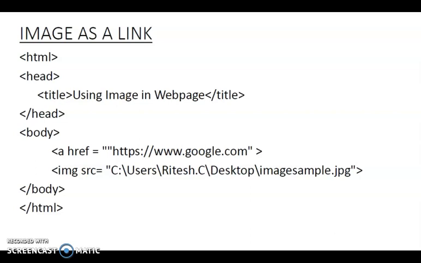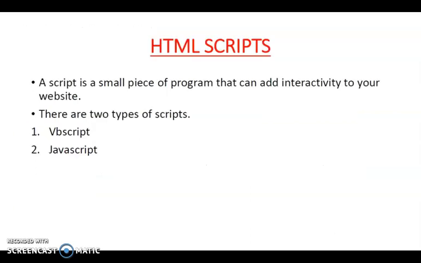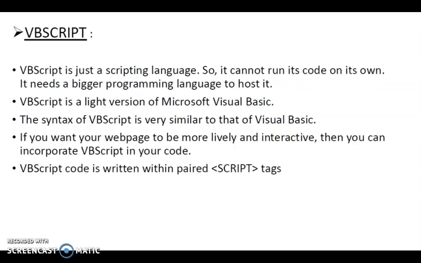Now your next topic is HTML script. What is the meaning of script? It is a small piece of program that can add interactivity to your website. For example, a script could generate a pop-up alert box message or provide a drop-down menu. There are two types of scripts available in HTML. The first one is VB script and the second one is JavaScript. You have VB script in your syllabus because last year you already learned Visual Basic.